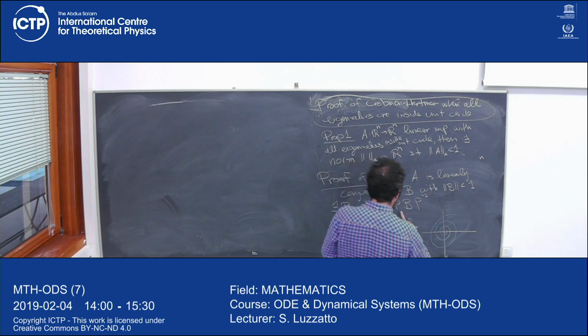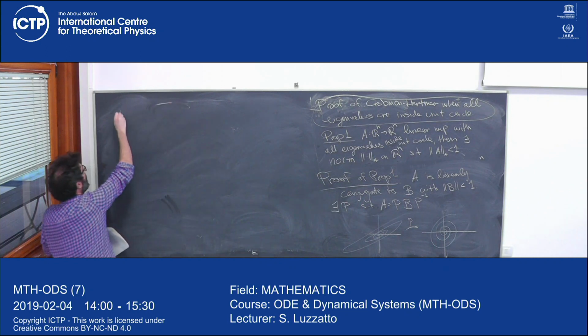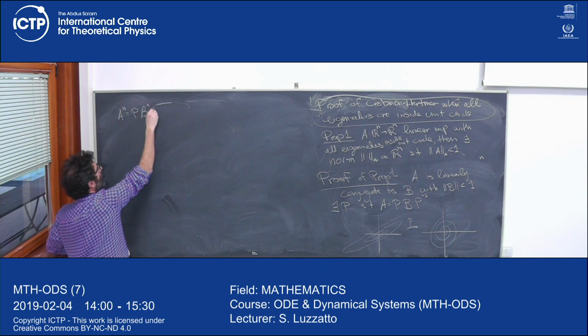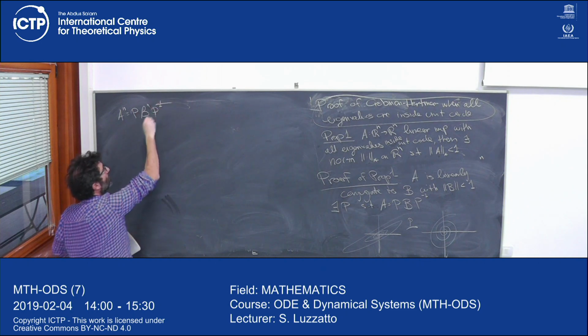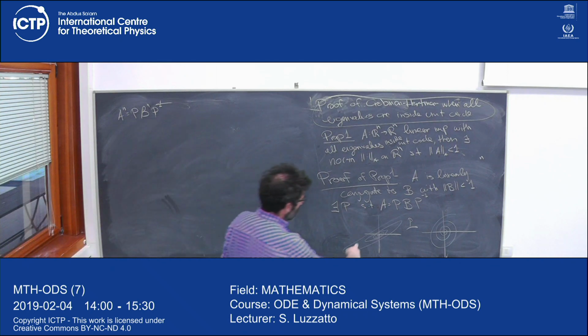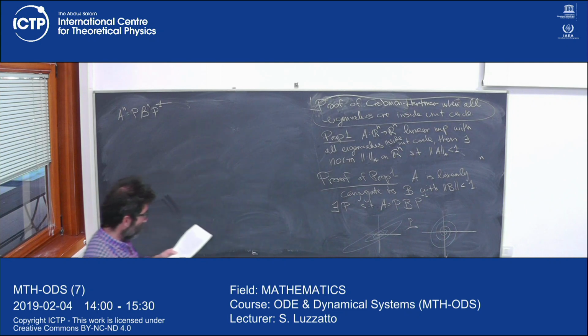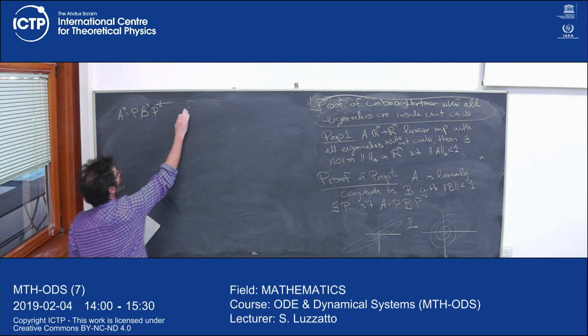Because this is a linear conjugacy, we can iterate it. So A^n is equal to P B^n P^-1, because if the map is conjugate, then all the iterates are conjugate. You take iterates here, and they're still conjugate by the same map P.